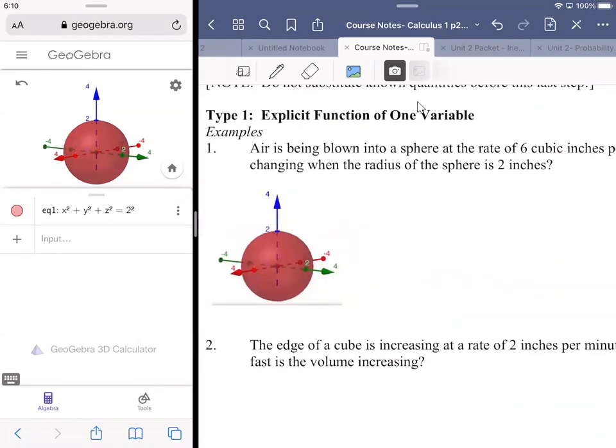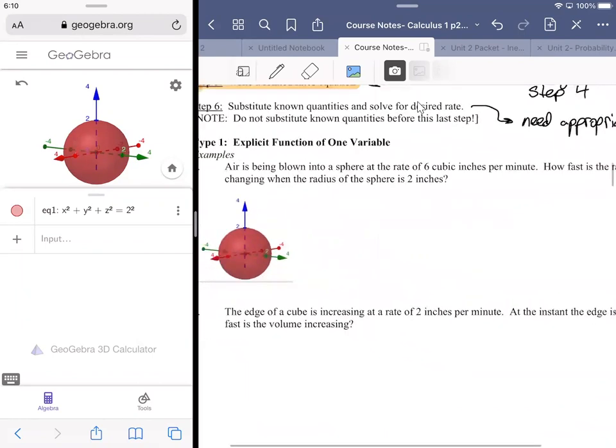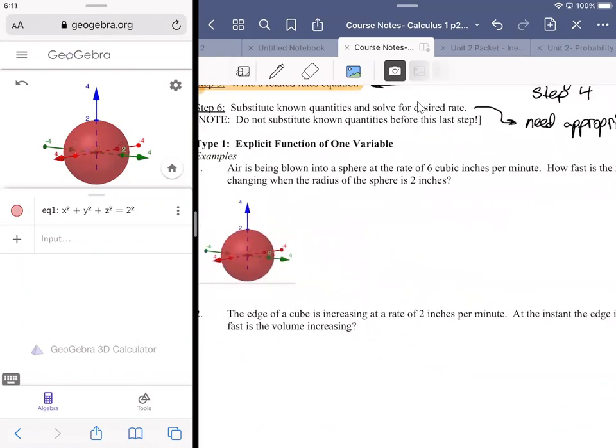They're telling us a rate of change. They say air is being blown into the sphere at a rate of 6 cubic inches per minute. All right, I'm going to write that down. 6 cubic inches per minute. Just focusing on the cubic inches, that's a measure of volume. The minutes, I think that's probably pretty obvious, goes without saying, that's a measure of time.